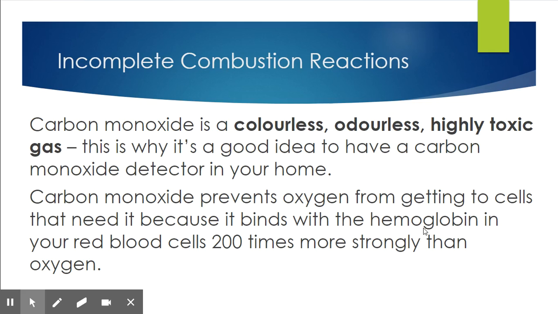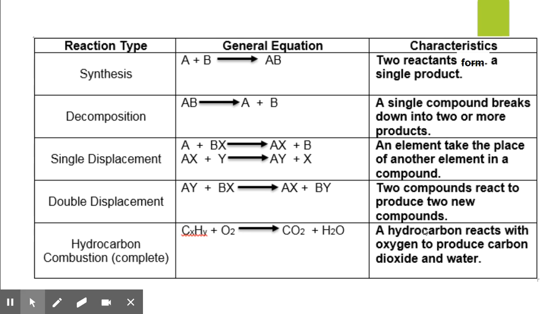Carbon monoxide prevents oxygen from getting to cells that need it because it binds with the hemoglobin in your red blood cells 200 times more strongly than oxygen. Okay, so you can actually suffocate. Okay, so this is a summary of what I want you to know. We have the reaction types on the left. In the middle, we have the general equation, and on the right, we have the characteristics.